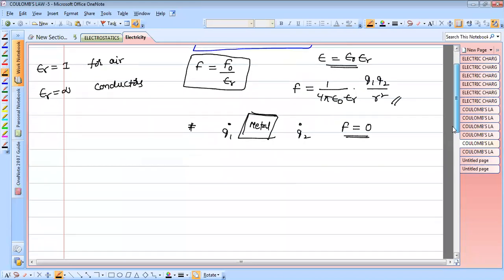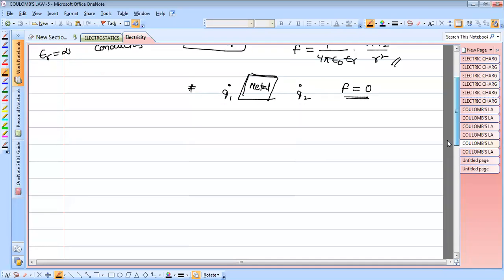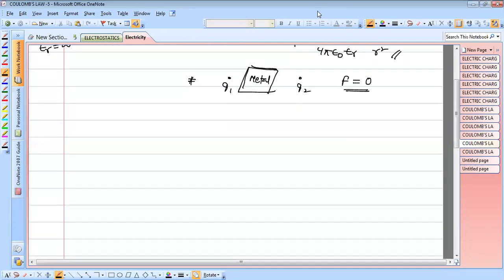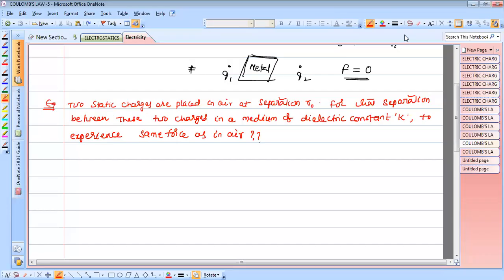Now I move to that. One more important application of this question, just look at the question. Two static charges are placed in air at separation r naught. For what separation between these two charges in a medium of dielectric constant K do they experience the same force as in air?